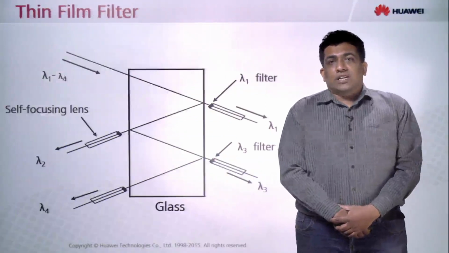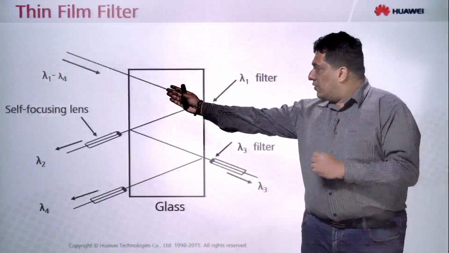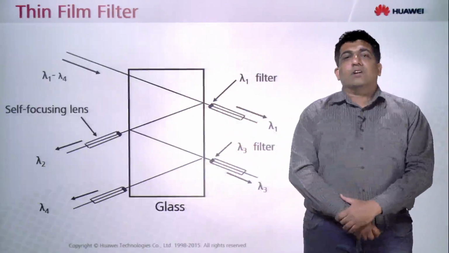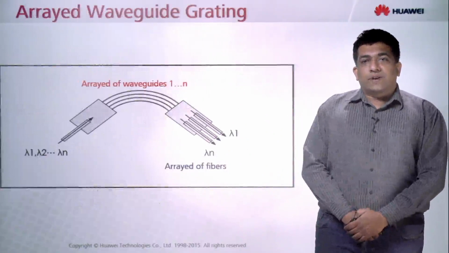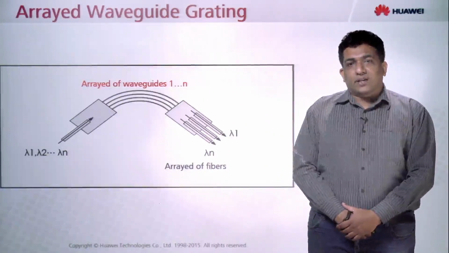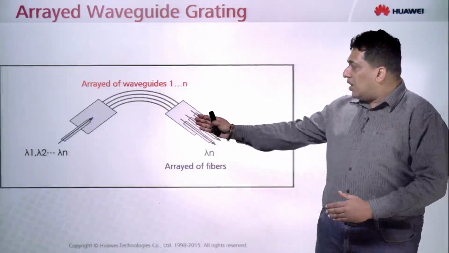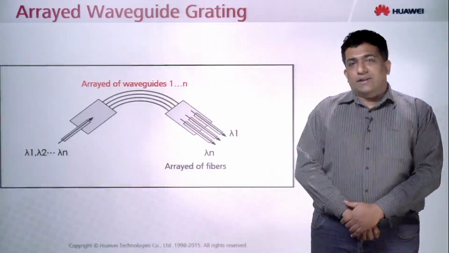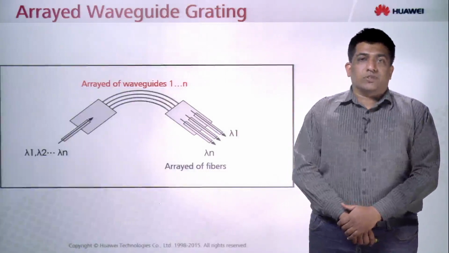So let's look at here. For the thin film filter, your lambda 1 to lambda 4 flows in, and each lambda is segregated accordingly based on the glass thin film filter. Now let's look at the arrayed waveguide grating. Instead of using glass here, we are using a waveguide to actually transfer our lambda forms. Basically, you can see here, all our lambdas are arranged in a sequence from 1 all the way to N and then transmitted out. So that's all about multiplexer and demultiplexer choosing.